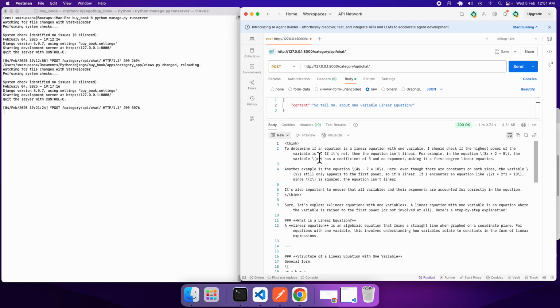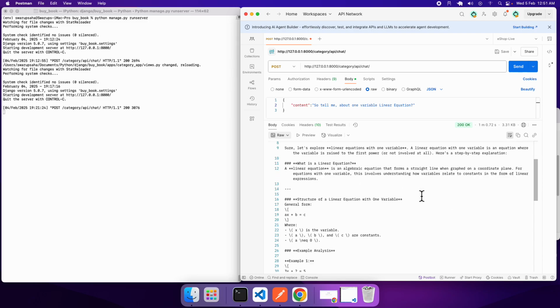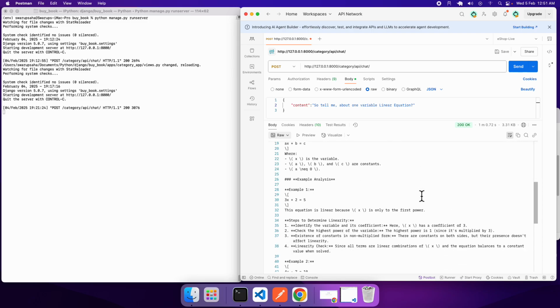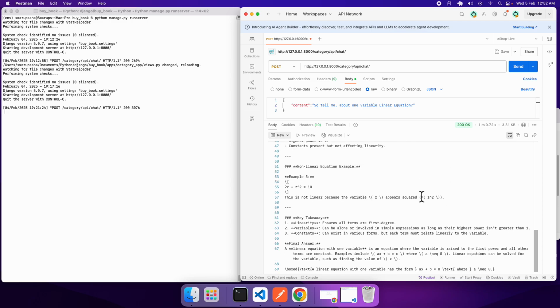Look over here: to determine the linear equation with one variable, I should check if the highest power of the variable is 1. Exactly, and it even shows that if it is not, then the equation isn't linear. For example, in the equation 3x + 2 = 5, the variable x has a coefficient of 3 and has no exponent, making it a first degree linear equation. Another example they have given over here. They have very nicely categorized which one is the variable, which one is the coefficient, and what exactly the degree is. So they have provided the answer very clearly and specifically.